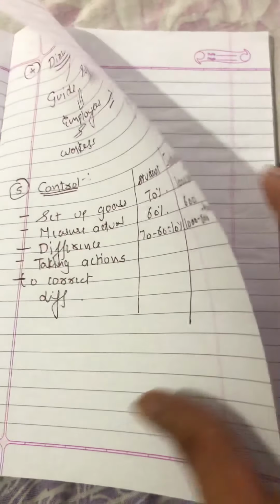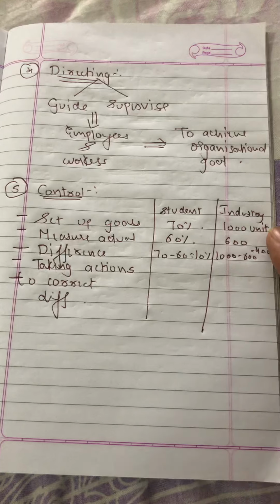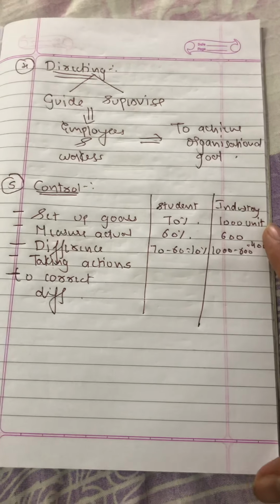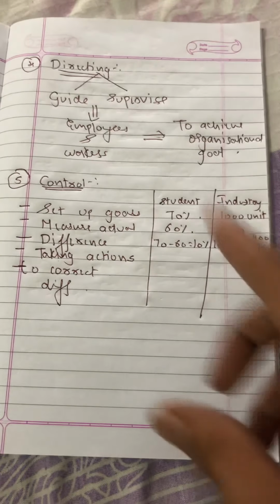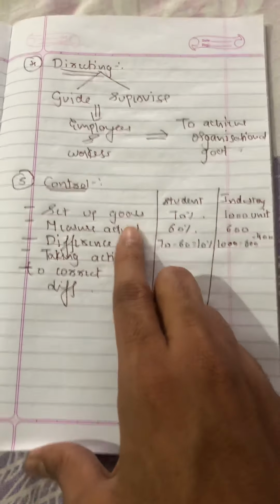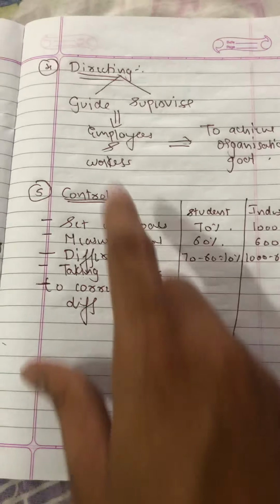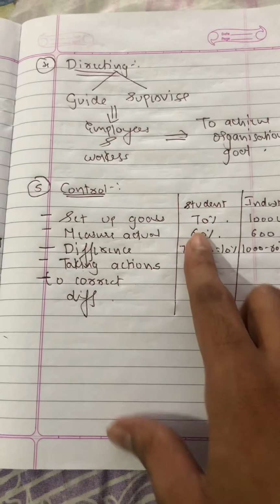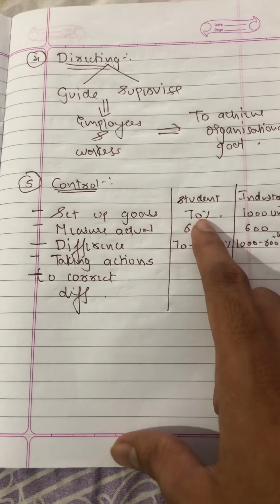For example, if you eat sweets in excess quantity, what does it do? It will lead to diabetes. So is it good or bad? It is bad. So how can you control something? First one, set up goals. As a student, it is very important for you to set up goals. This is the entire process of controlling. What is your goal? You are a student, your goal is to achieve 70% in your 11th grade.